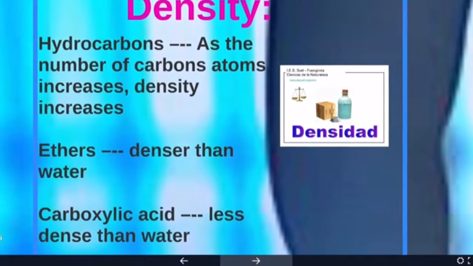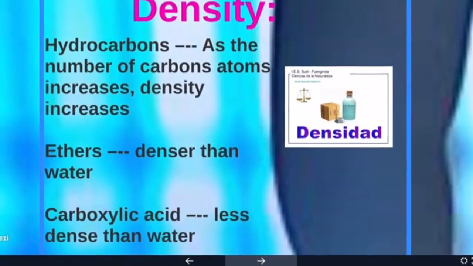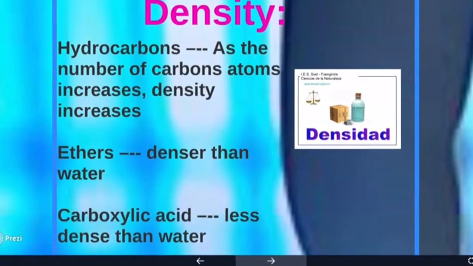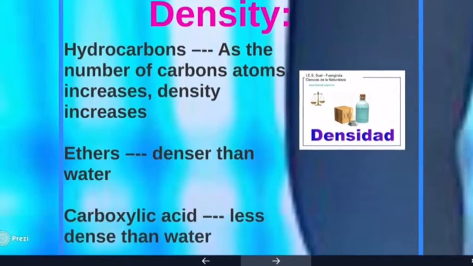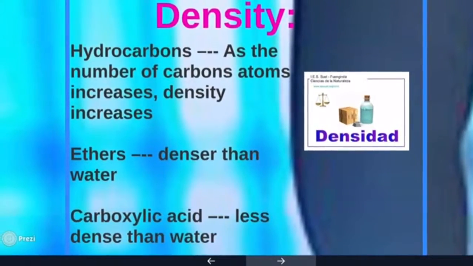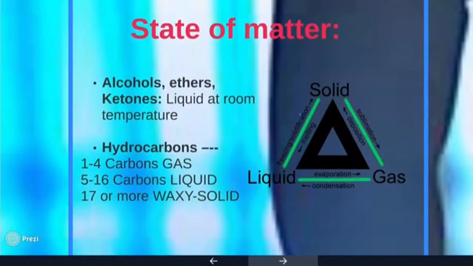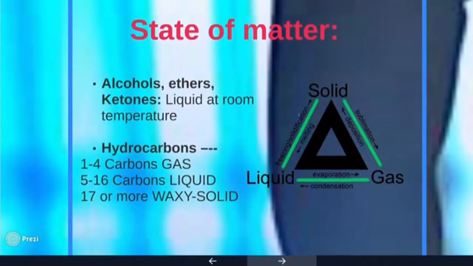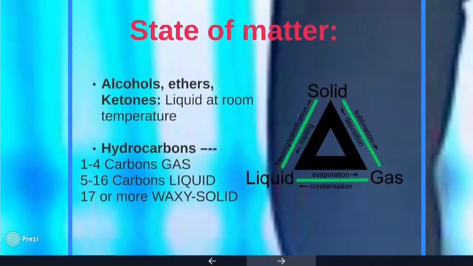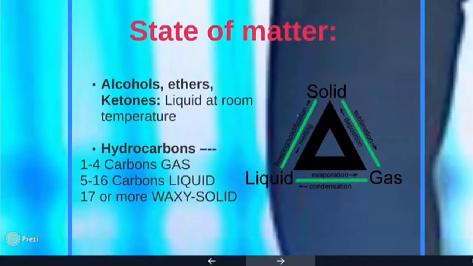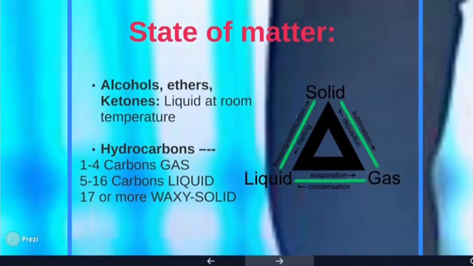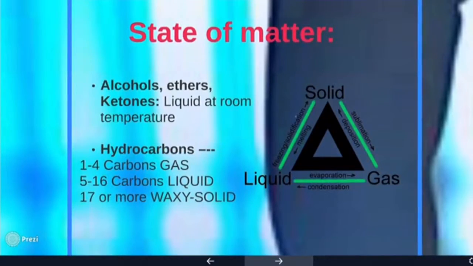Density. Hydrocarbons: as the number of carbon atoms increases, density increases. Ethers are less dense than water. Carboxylic acids are denser than water. State of matter. Alcohols, ethers, and ketones are liquids at room temperature. Hydrocarbons: 1 to 4 carbons are gas, 5 to 16 carbons are liquid, and 17 or more are wax solids.